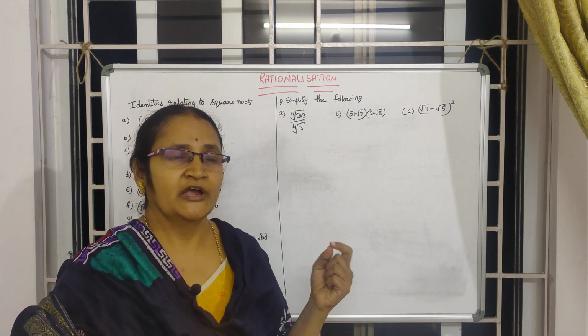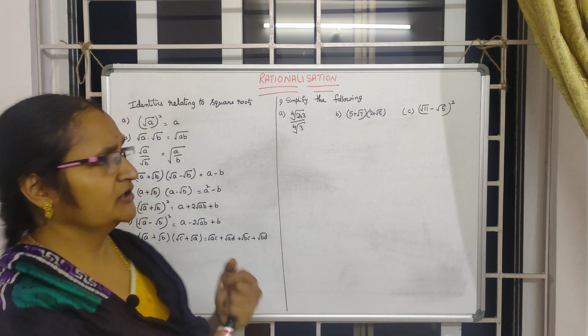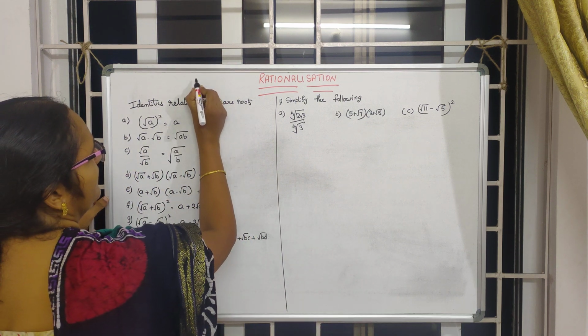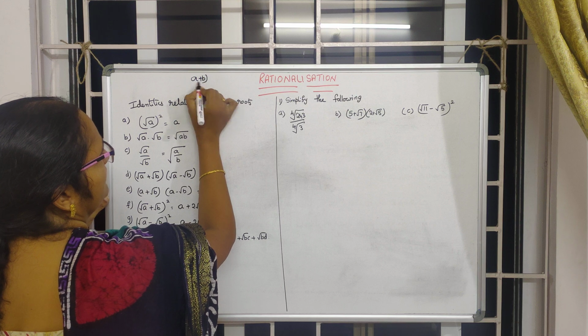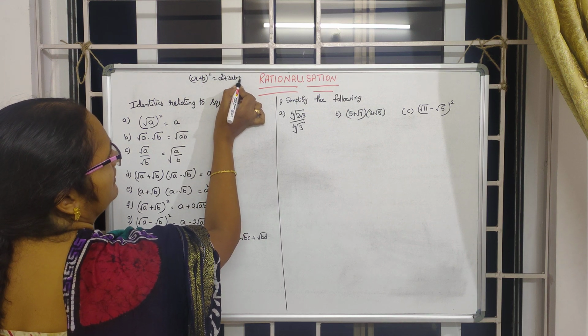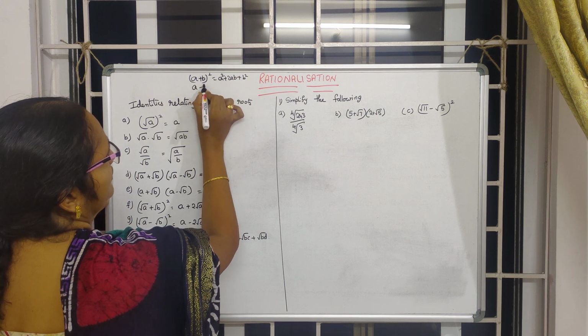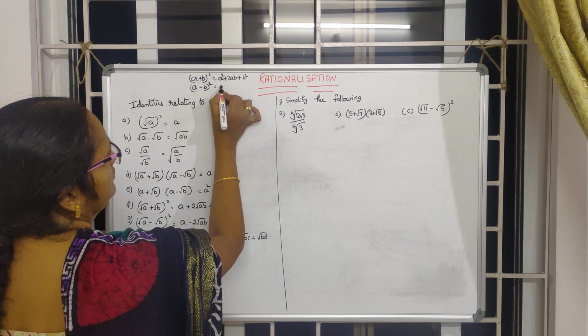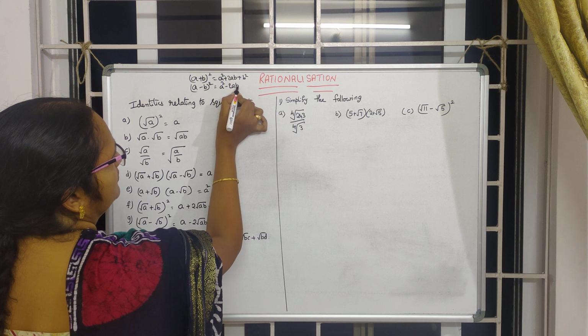Suppose, what are the identities? We know a plus b whole square is an identity: a square plus 2ab plus b square. And a minus b whole square we also know: a minus b whole square equals a square minus 2ab plus b square.